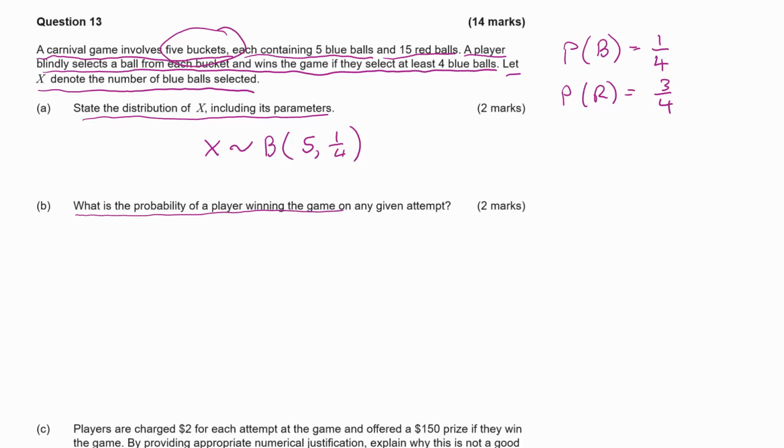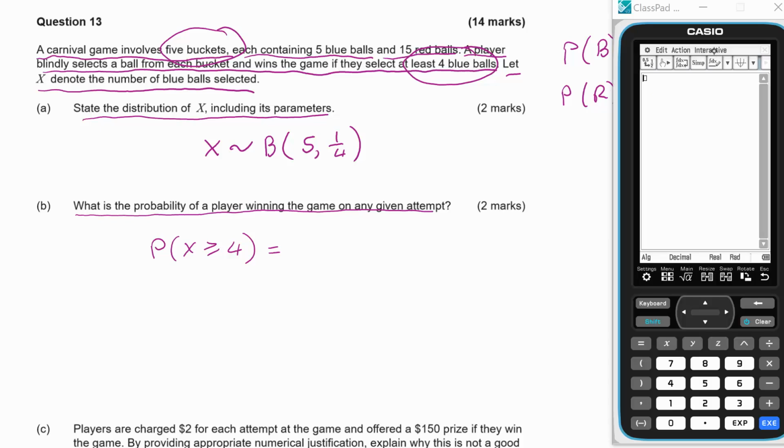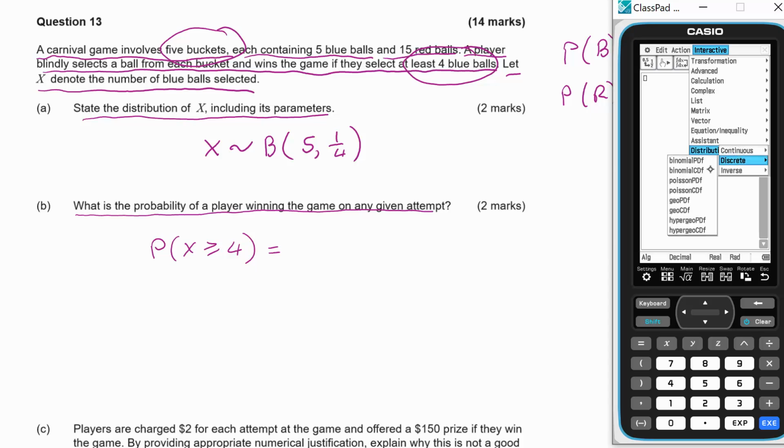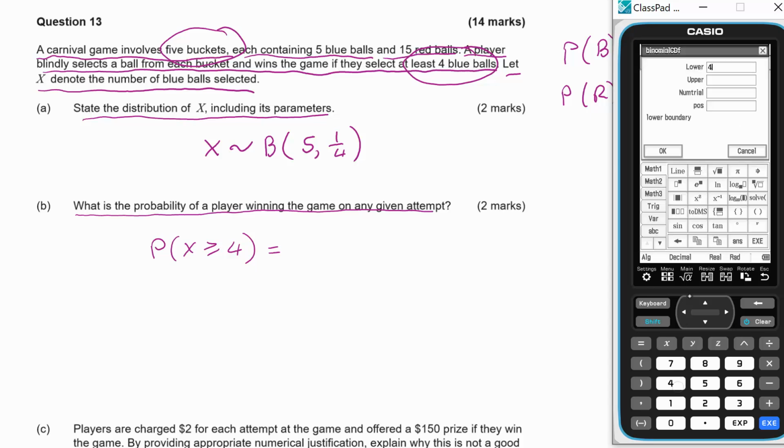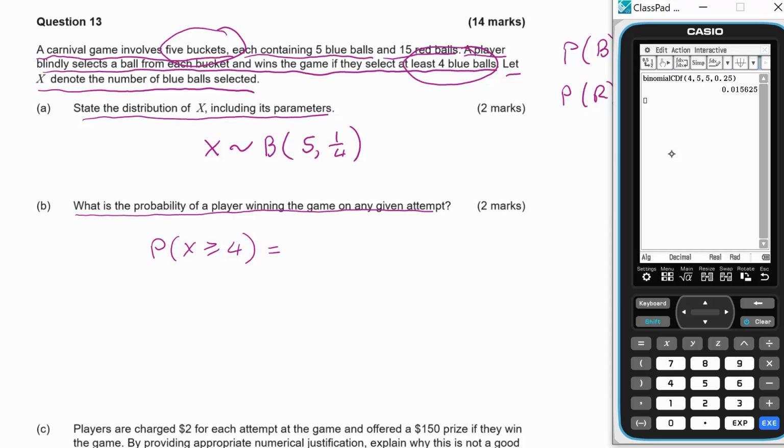What is the probability of a player winning the game on any given attempt? Well, they win if they get at least 4 blue balls. So we're talking about the probability of X being greater than or equal to 4. So if we go interactive, distribution, discrete, binomial CDF, going from 4 to 5 with 5 trials and a probability of success of 0.25, we get 0.15625.